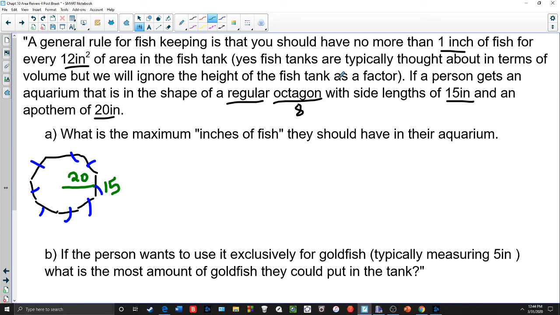So for every 12 square inches of area, I can have 1 inch of fish. I can have a fish that's 1 inch long. So if I had 12 square inches of area in a tank, I could have a fish that's 1 inch long as a general rule.